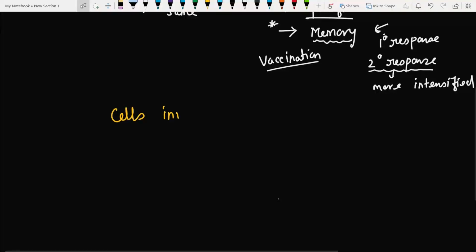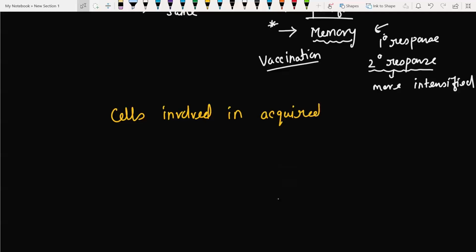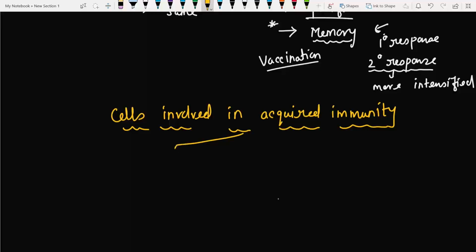Cells involved in acquired immunity. There are only two cells involved in acquired immunity, because it is totally different from our innate immunity, where there are a number of cells and methods that work. But here the acquired immunity is very precise, very specific. There are only two kinds of WBCs working here.